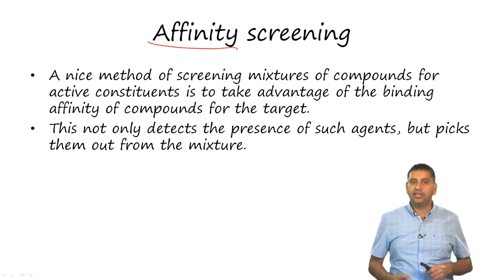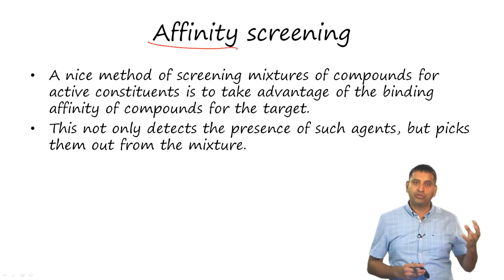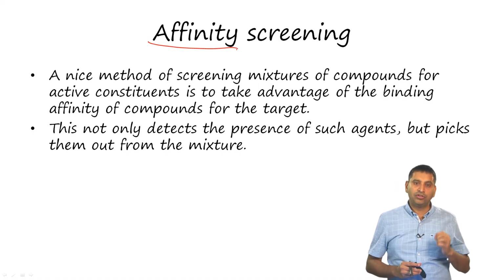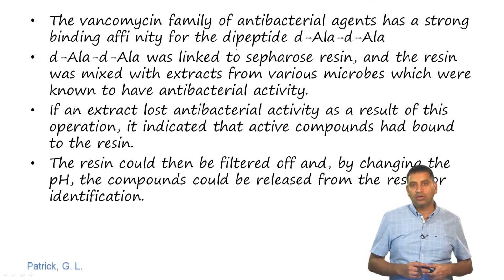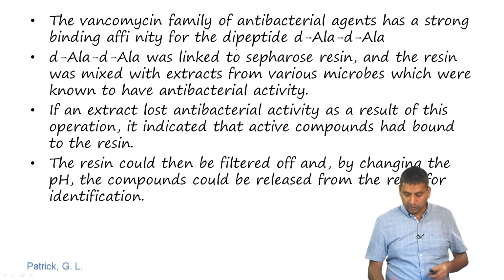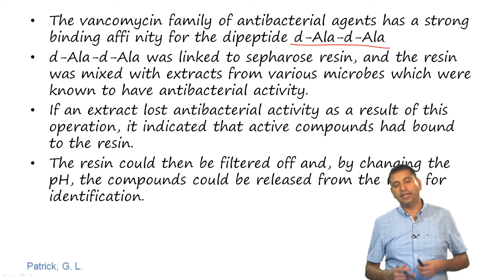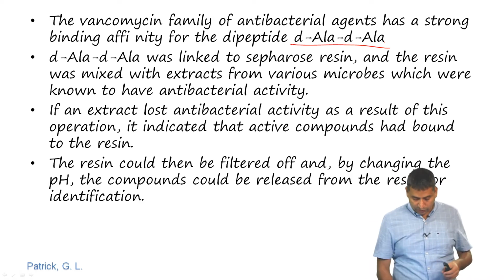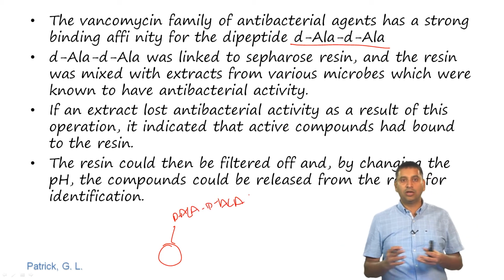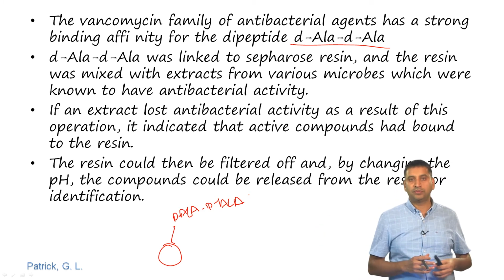So, affinity screening is a very good method to screen mixtures of compounds, where we are looking for active constituents which are going to bind to the target. This not only detects the presence of such agents, but also picks them out from the mixture. So, for example, in the vancomycin family of antibacterial agents, there is a strong binding affinity to the peptide sequence D-alanine, D-alanine. Okay. So, now what you could do is to take a resin and put this D-alanine sequence on it, and then start looking for compounds which can bind to this, right.